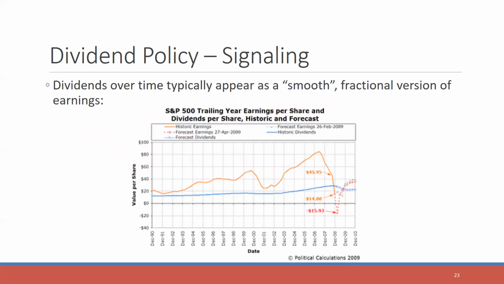Dividends are typically smooth, way smoother than earnings are. And hopefully you can see that from the graph. If you look at the historic level of earnings versus the forecast and dividends, you'll notice how that orange line is wavy, moving up and down, but the historic and the forecast for dividends, incredibly smooth.